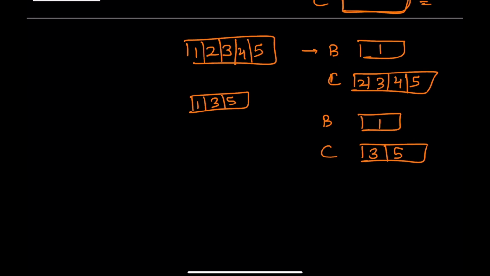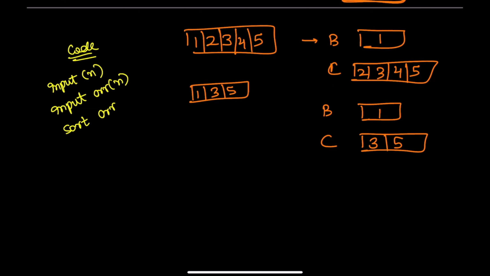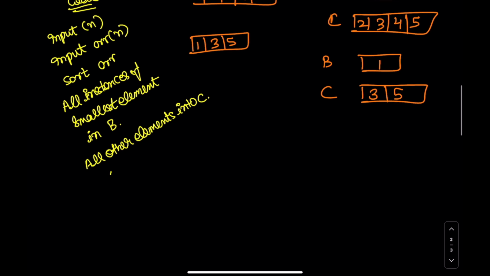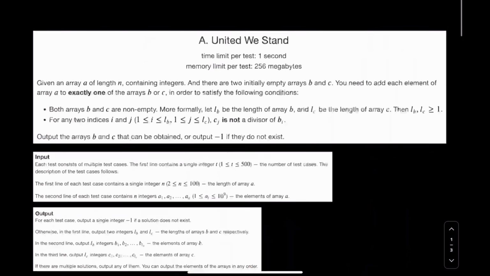So let's write a bit of code. We will take the input n. Then we will take the array ARR of size n. After that we will sort the array. After sorting, we will push all the instances of the smallest element into the array B and all other elements into C, and we will just check in the end. If B and C are not empty, not 0, then we will print them. Otherwise we will print -1. That's all we need to do here.